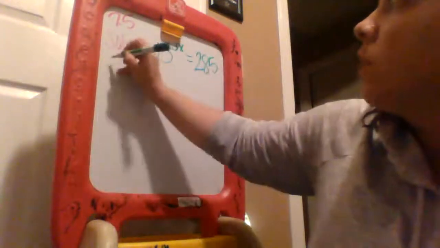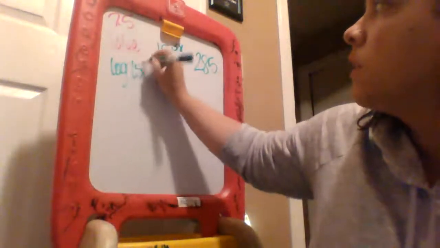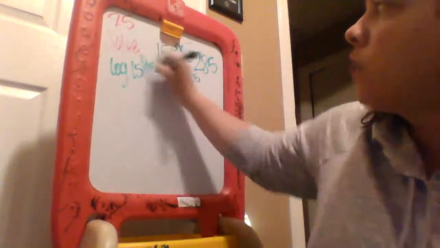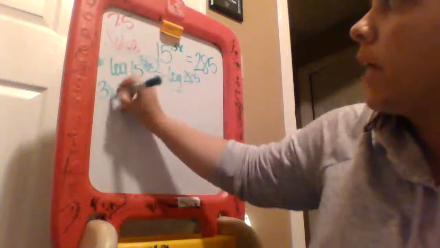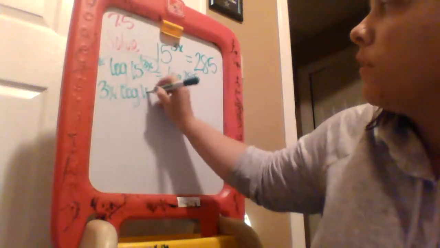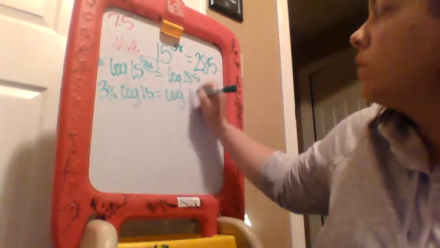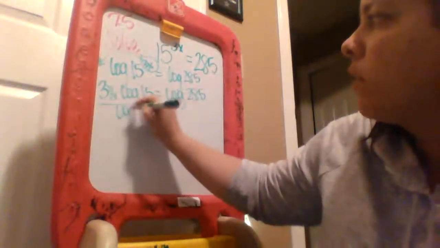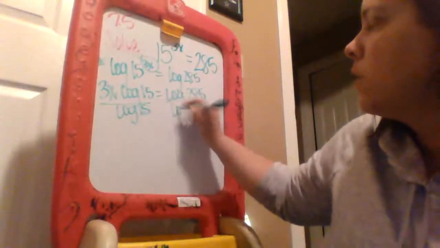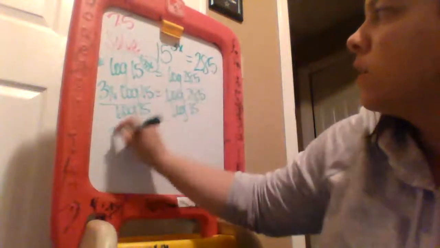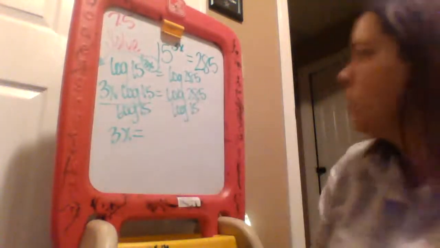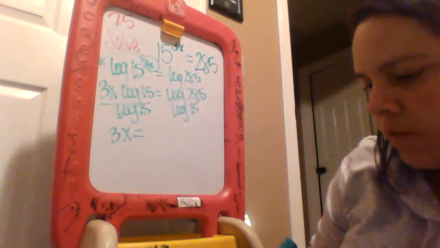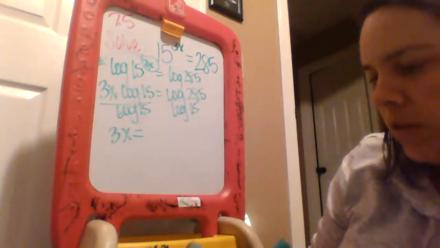All right, so you should have logged both sides, and then dropped your exponent out front. So 3x times log of 15 equals log of 285. And then divide it by log 15. So that's 3x equals. So I'm going to do log 285, close parenthesis, divided by log 15, close parenthesis.